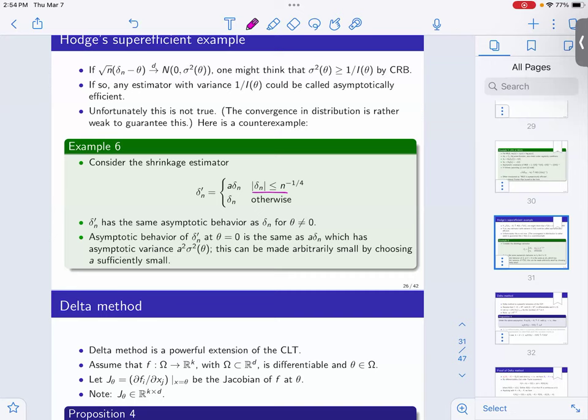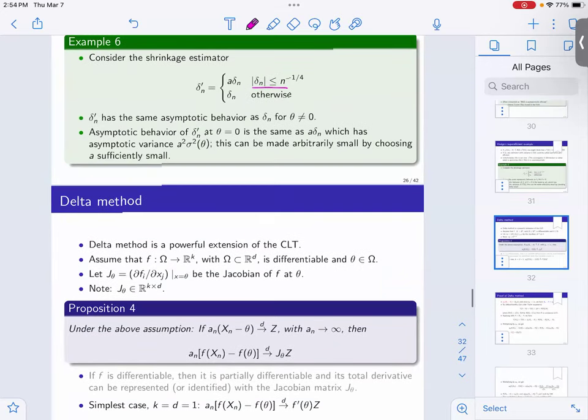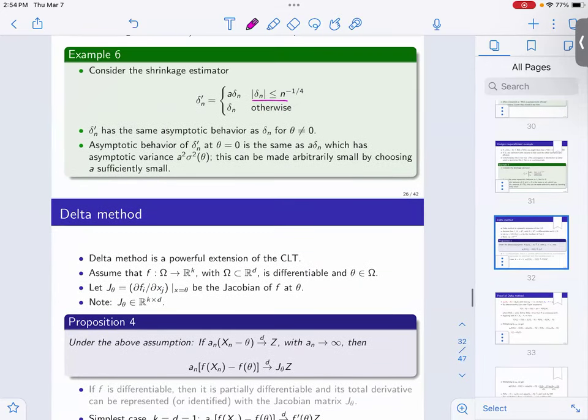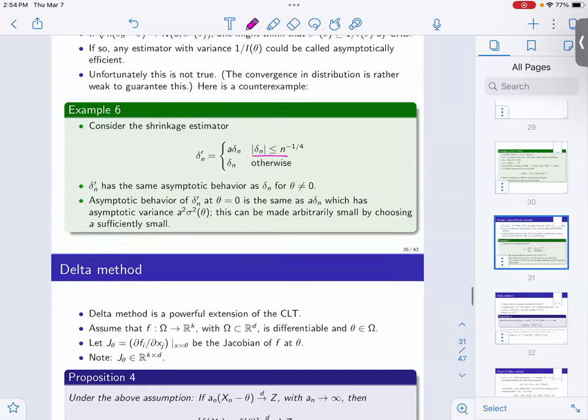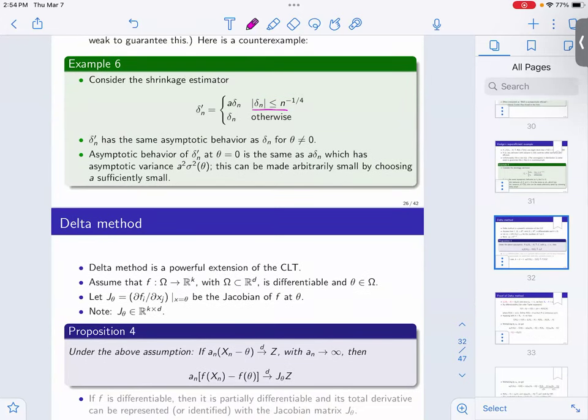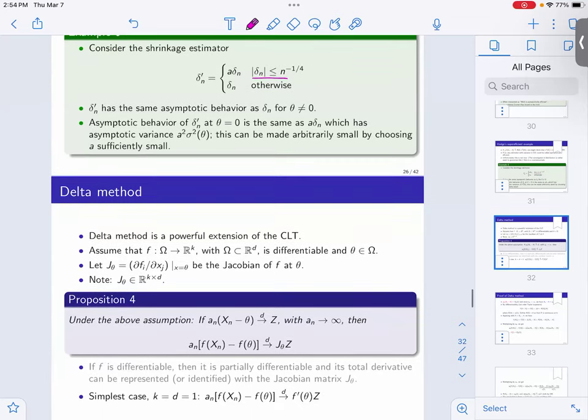Okay. So I'll let you think about this if you want. This is not difficult to prove. The n to the negative 1/4 is to avoid altering the distribution everywhere else except at that point, theta equal to zero.